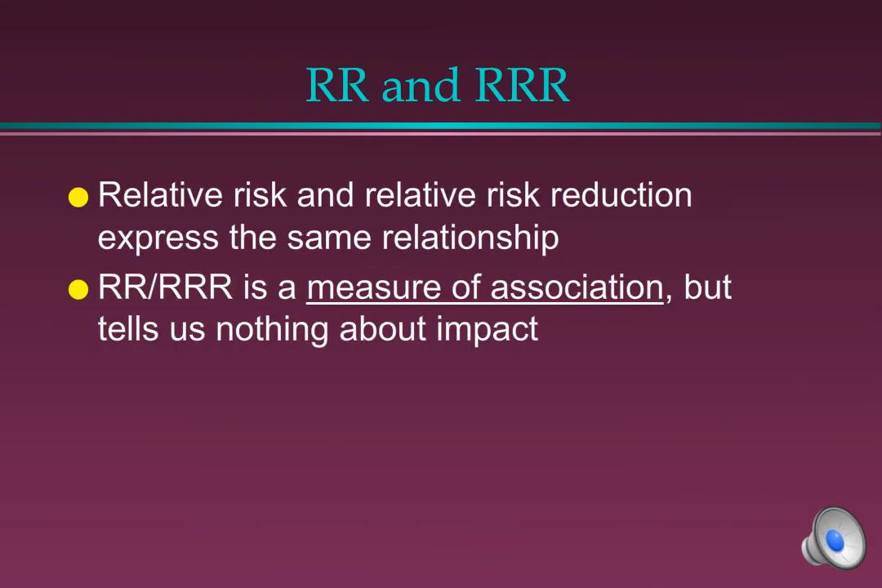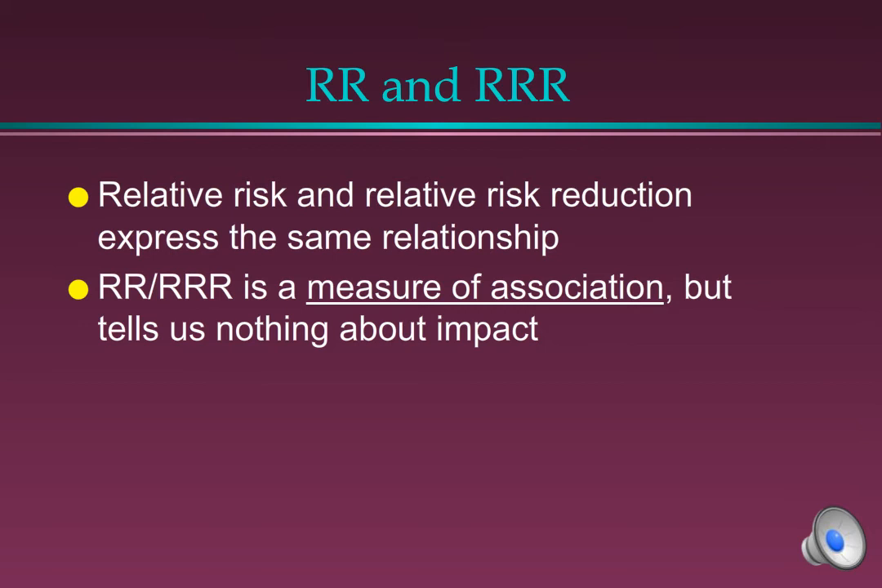So relative risk and relative risk reduction express exactly the same relationship. This is a simple calculation to translate between the two of them. But the important thing, I think, is that relative risk and relative risk reduction is a measure of association, and it tells us nothing about the impact of the intervention. So it tells us about the strength of the association. It's really important in terms of determining causality.